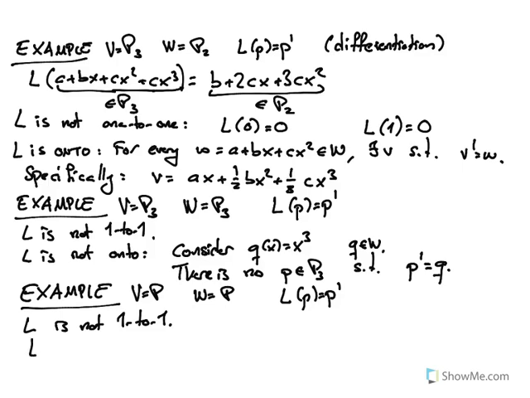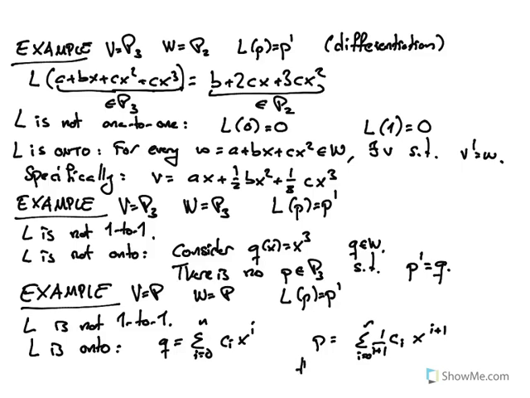But in this case, L is onto. If Q is some polynomial, then if we set P to be some sum of Ci x^(i+1), so we integrate, then P prime is equal to Q. So it's the same as the first example, I suppose. L is not one-to-one, but it is onto in this case.